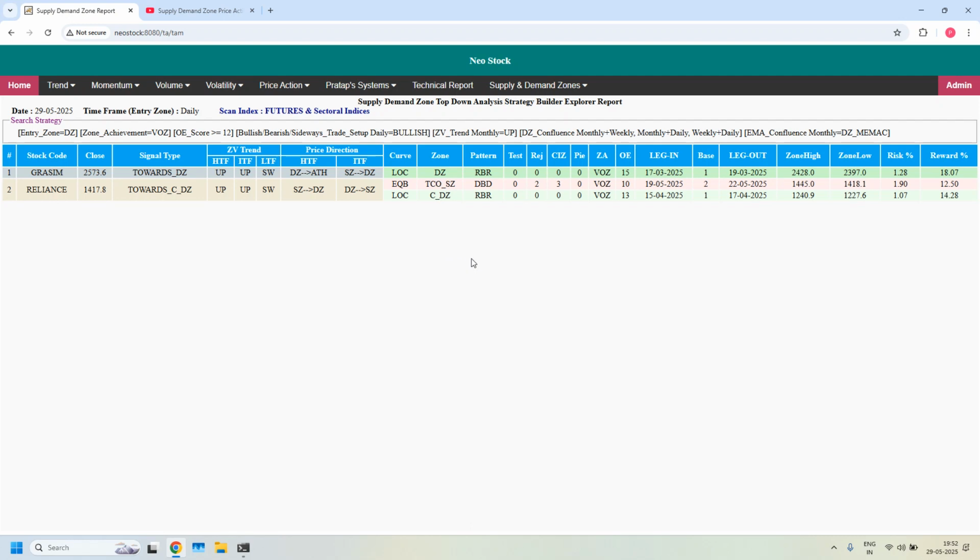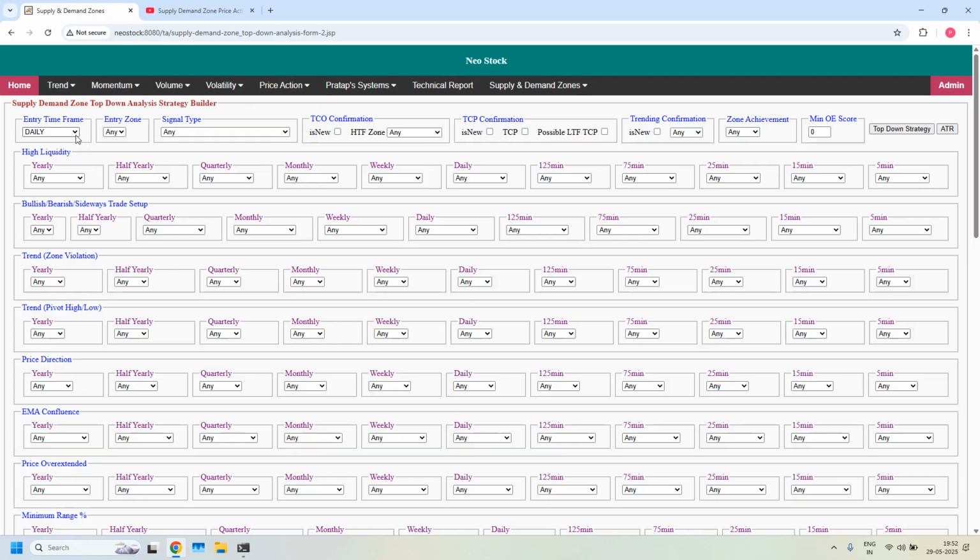Okay, this is about a bullish trade setup for monthly income trade. And for the next monthly income trade, there is one more parameter left out, that is bearish trade setup. So let us generate those reports also. Entry time frame daily, but entry zone should be supply zone, bearish trade setup. And also in this bullish, bearish, sideways trade setup parameter, at a daily time frame, I have to select bearish. So I selected bearish. Zone achievement, violated opposing zone, minimum odd enhancer score 12.